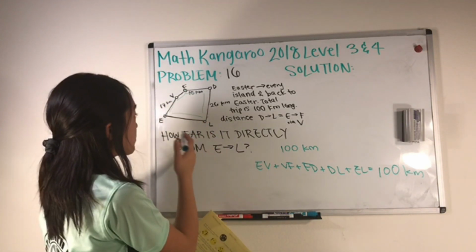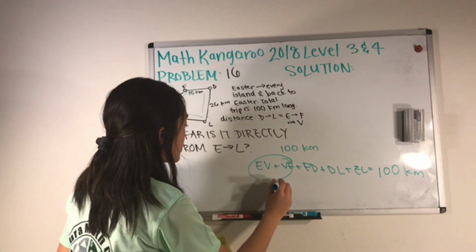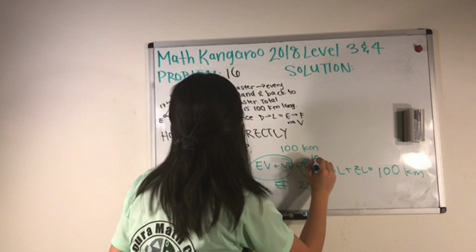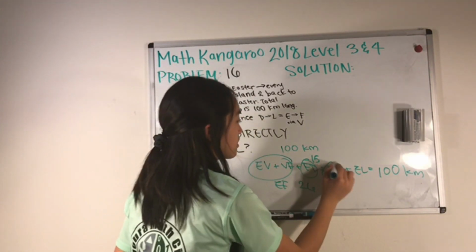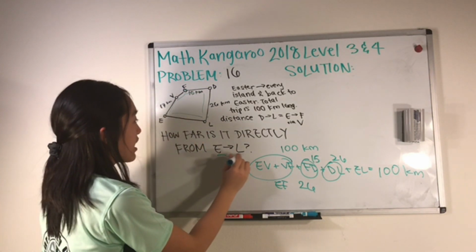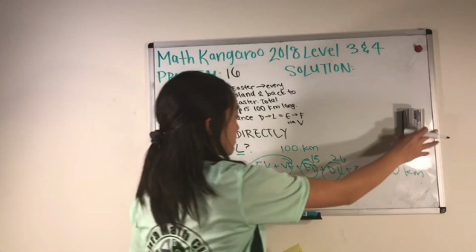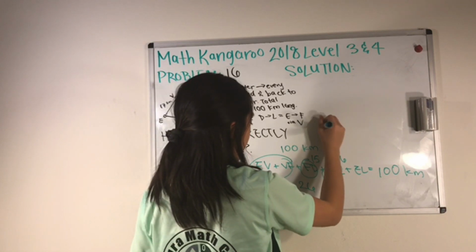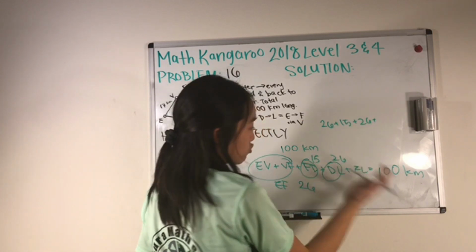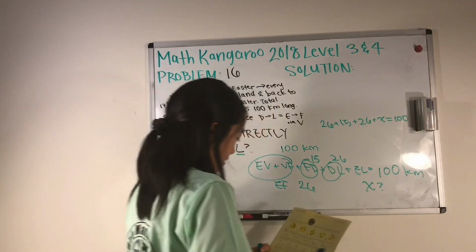Or we just substitute out EF, because EV plus VF is just EF. So that's 26. Now we need to know FD, which is 15. DL is 26. And then EL is basically what we're trying to find, the distance between E to L. So this is what we don't know. And all this equals 100 kilometers. So if you substitute it in, you have 26 plus 15 plus 26 plus EL, which we can refer to as X because it's an unknown value, equals 100 kilometers.